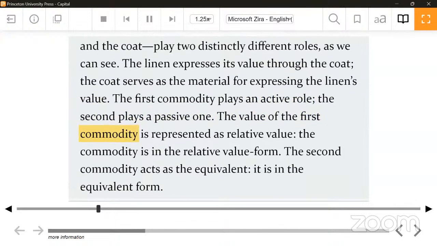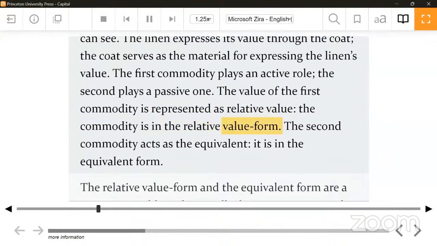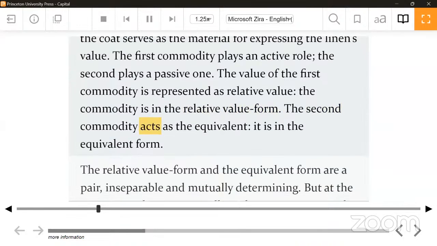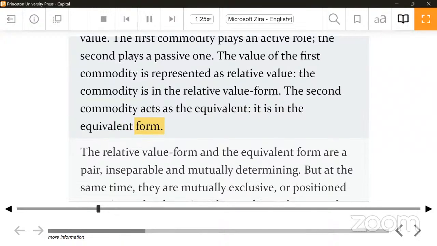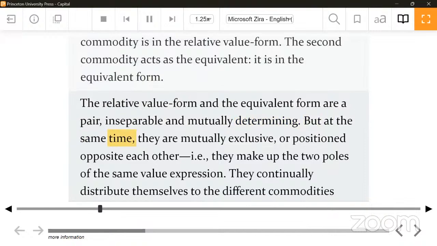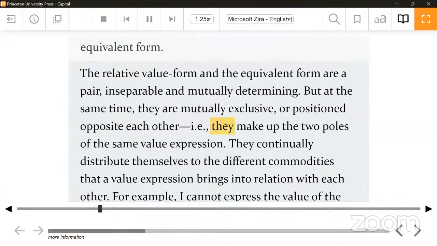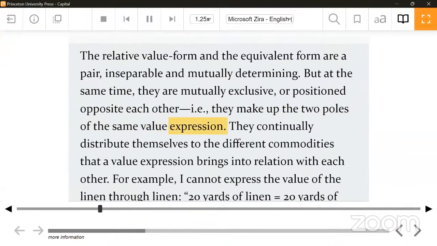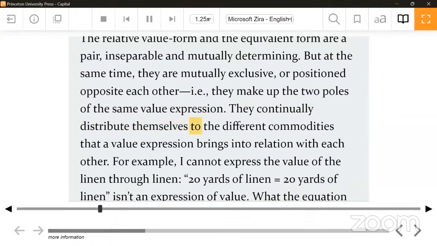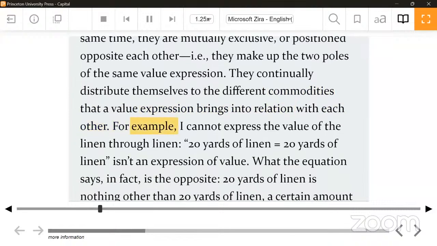The value of the first commodity is represented as relative value, the commodity is in the relative value form. The second commodity acts as the equivalent, it is in the equivalent form. The relative value form and the equivalent form are a pair, inseparable and mutually determining. But at the same time, they are mutually exclusive, or positioned opposite each other, i.e., they make up the two poles of the same value expression. They continually distribute themselves to the different commodities that a value expression brings into relation with each other.